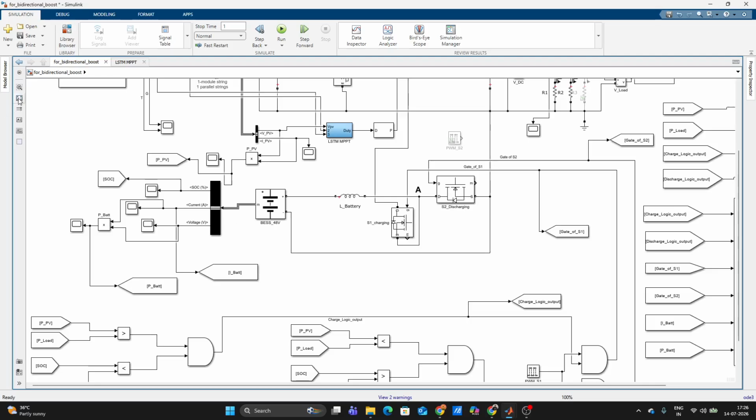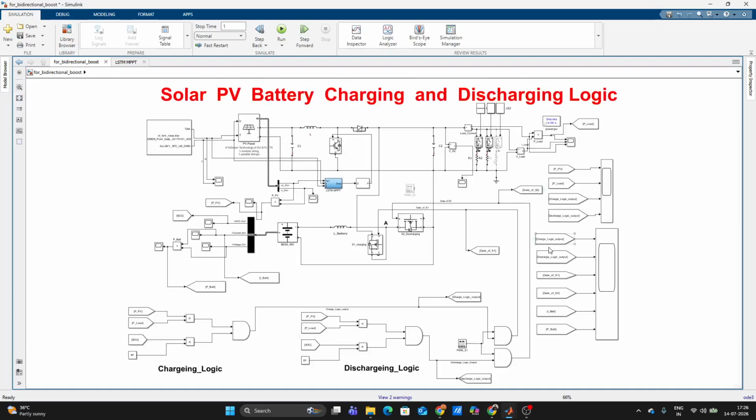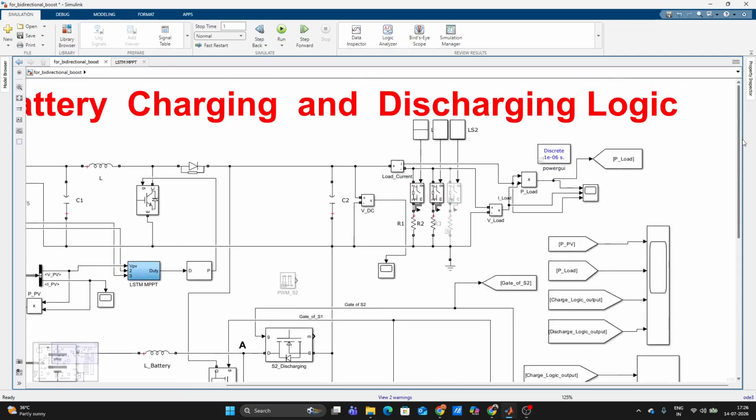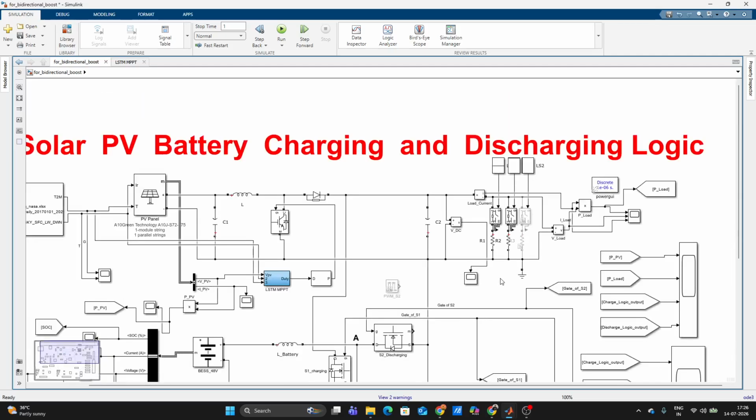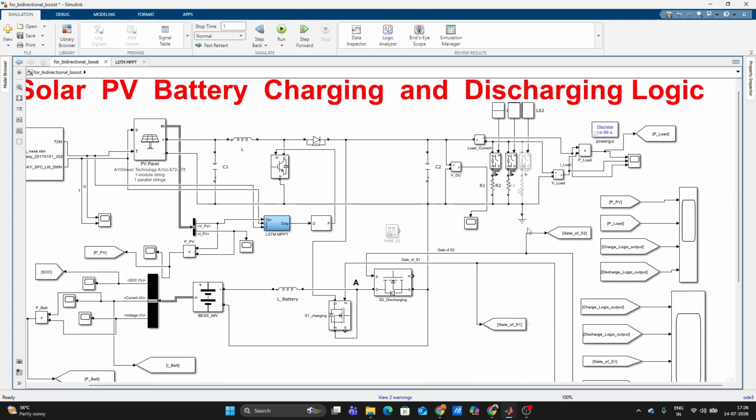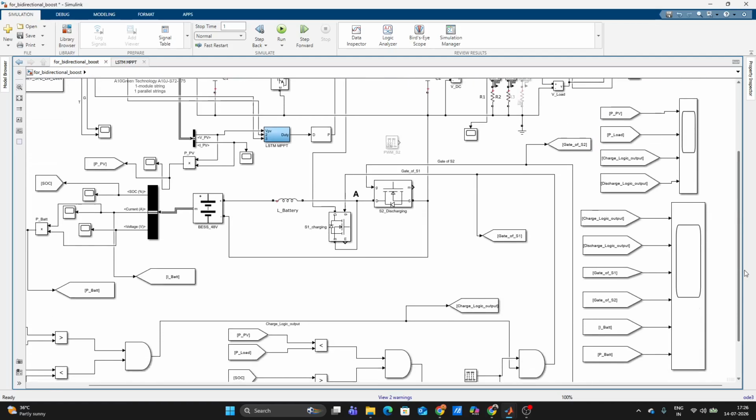First, I have some loads connected with my model. Three loads are connected. These three are the loads. First we'll check the discharging mode. This one is discharging mode. This one is charging mode.